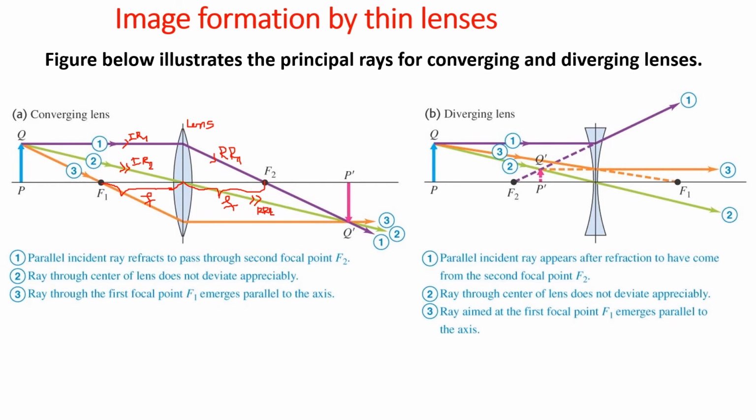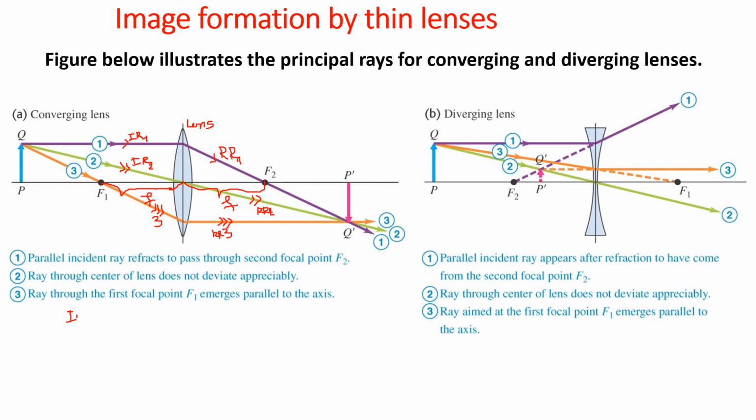And this is the incident ray number 3, which is incident by passing through the focal point 1, and after refraction it passes in a line parallel to the principal axis. Refracted ray number 1, refracted ray number 2, and refracted ray number 3 meet at a point after refraction. Where they meet is where the image is formed for the case of a converging lens. And this image is said to be a real image.